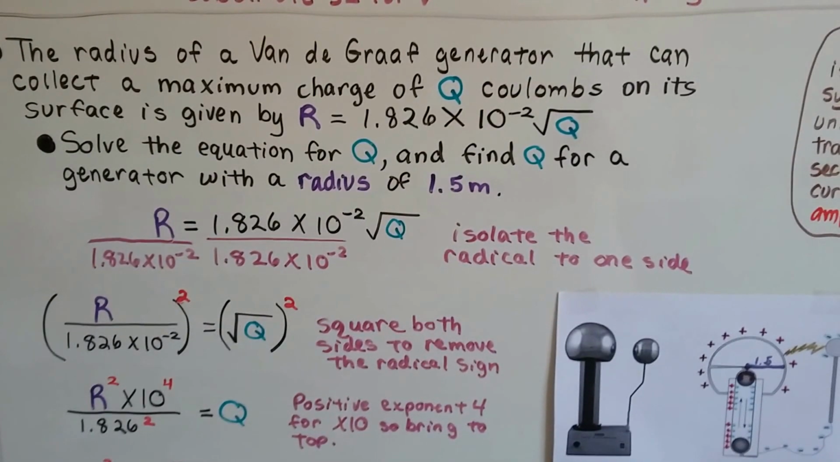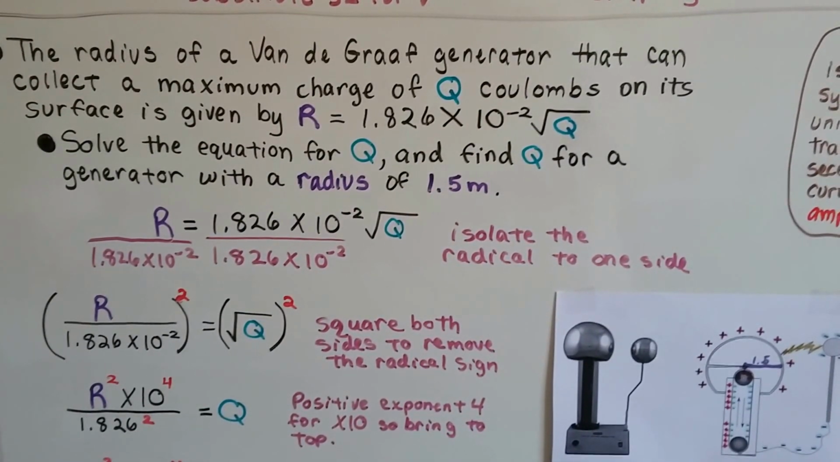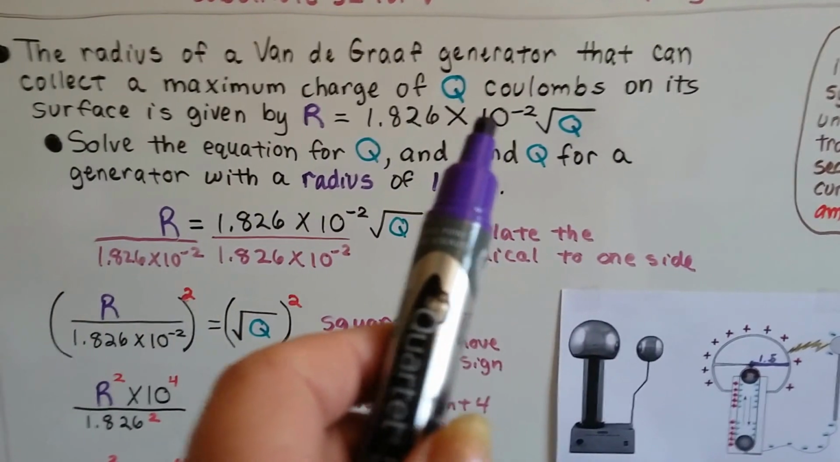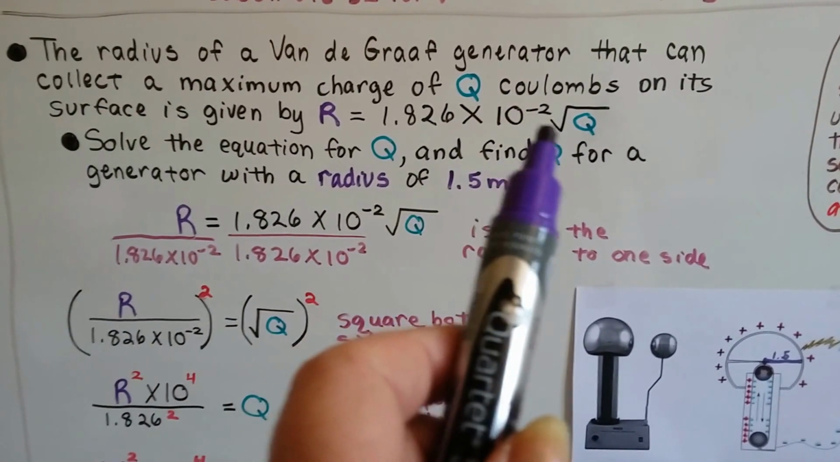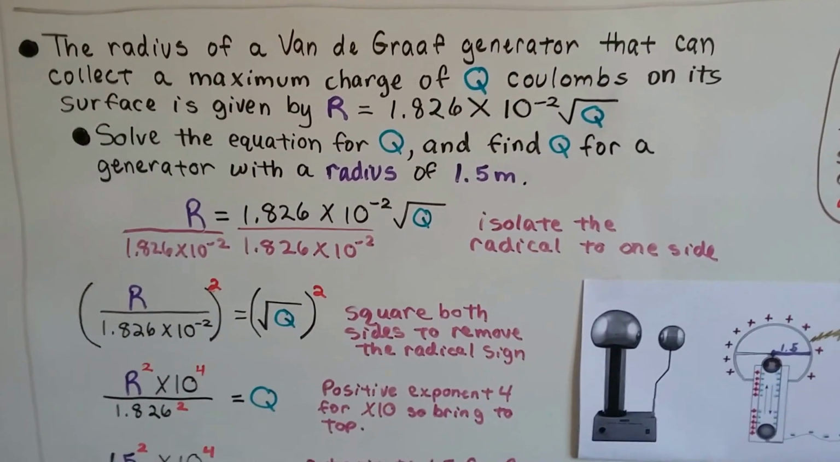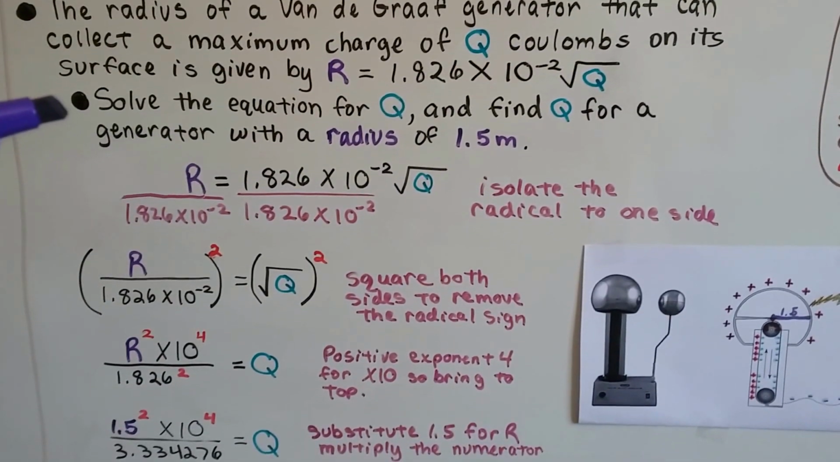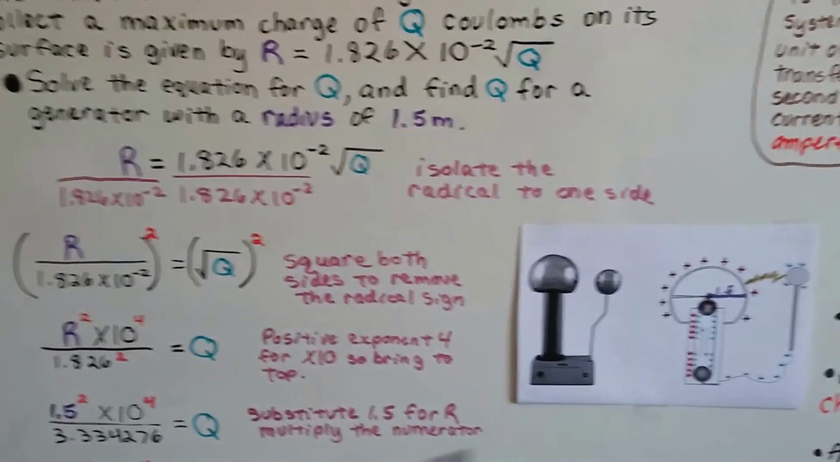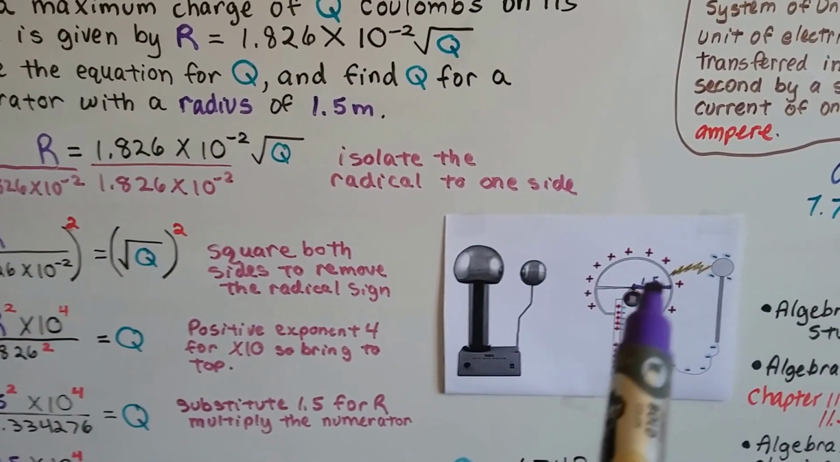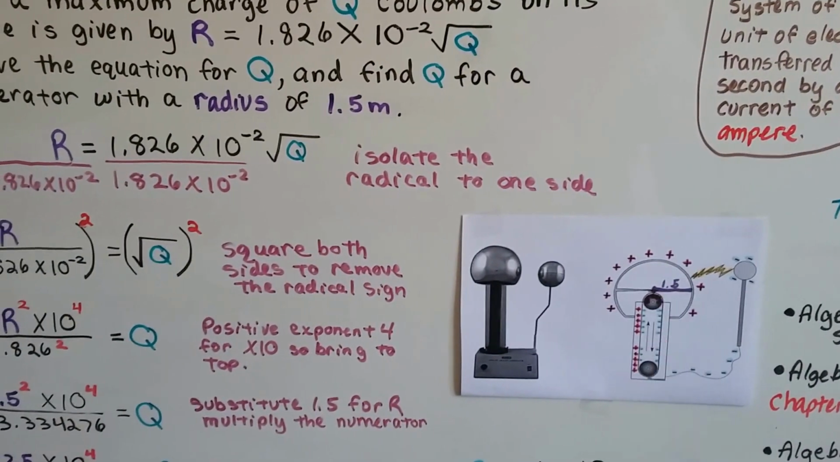is given by R equals 1.826 times 10 to the negative second power, that's scientific notation, isn't it, times the square root of Q. We need to solve the equation for Q and find Q for a generator with a radius of 1.5 meters. So that's a pretty big circle if this is 1.5 meters here, right?